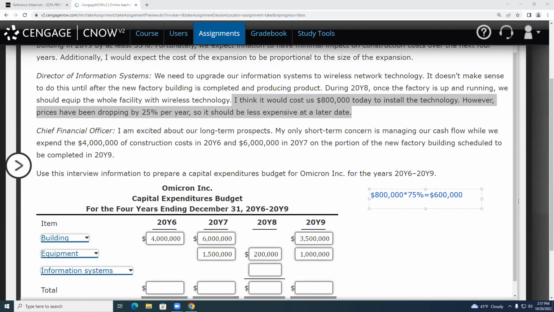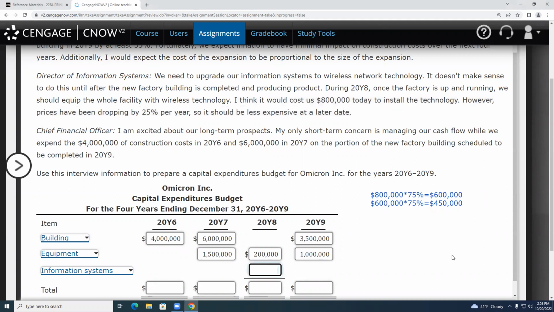But we're actually looking to buy it for 2018. And in 2018, we would expect it to go down by another 25%. But this is the part that maybe you didn't consider. It's 25% of the 2017 projected cost, not 25% of the 2016 cost. And so if we do that upgrading to the wireless network technology in 2018, we would expect the cost to fall to $450,000.